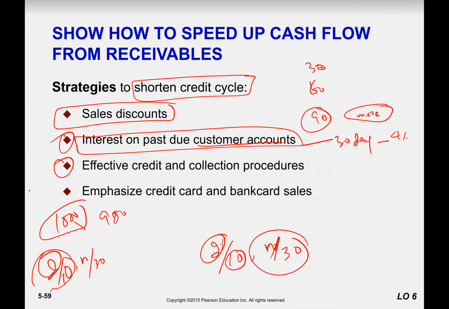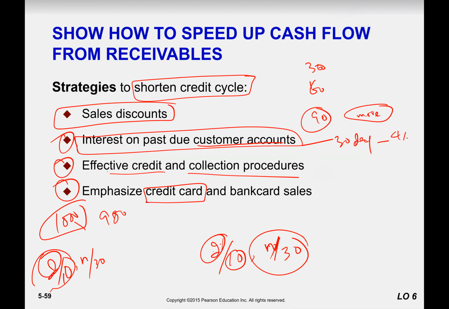Number three, effective credit and collection procedures. You make a nice procedure. For example, you can say, okay, you can directly submit to our bank accounts. You can have online payments, right? You can also encourage customers to pay through bank cards, debit cards, or credit cards as well. You can also allow some kind of discount. If you pay us on credit card, we are going to give you a discount as well, right?